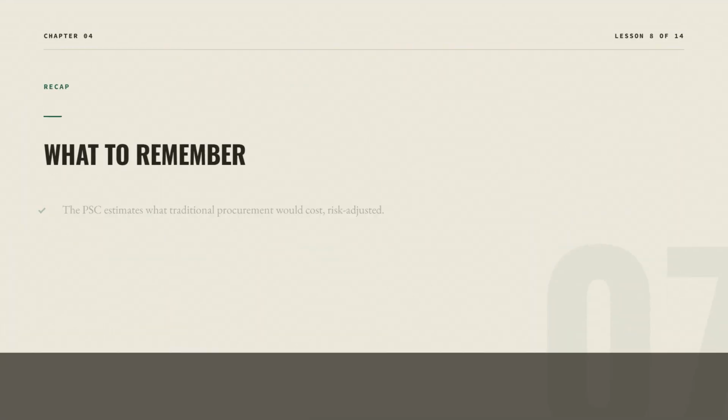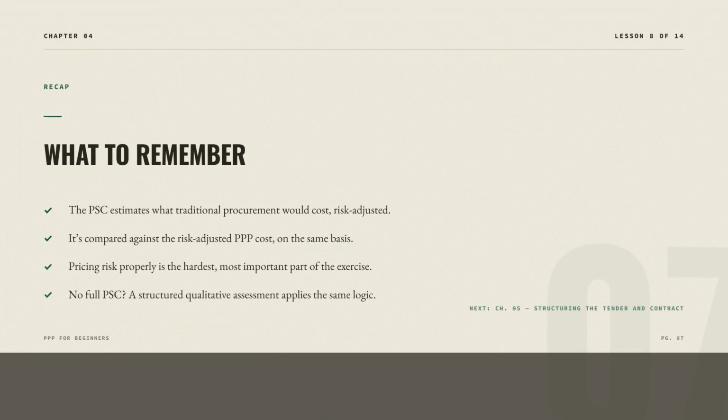Quick recap. The Public Sector Comparator estimates what traditional procurement would cost, risk-adjusted, and compares it against the risk-adjusted PPP cost. Pricing risk properly is the hardest and most important part of the exercise, and where a full quantitative PSC isn't practical, a structured qualitative assessment applies the same logic. Chapter 5 is next, structuring the actual tender and contract once a project has cleared value for money.